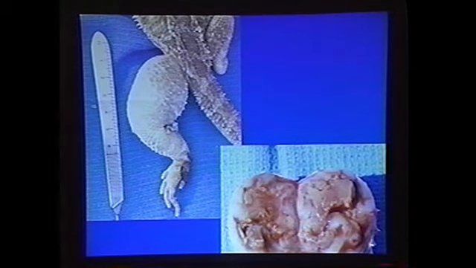This is the gross appearance of the nerve sheath tumors seen in lizards. Note marks in this particular case involving the leg. Note the marked swelling, and on cut surface a mottled, variably necrotic tan mass.